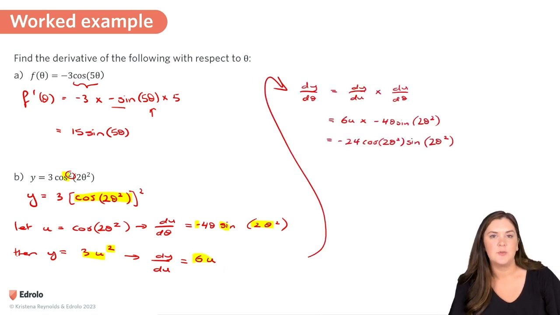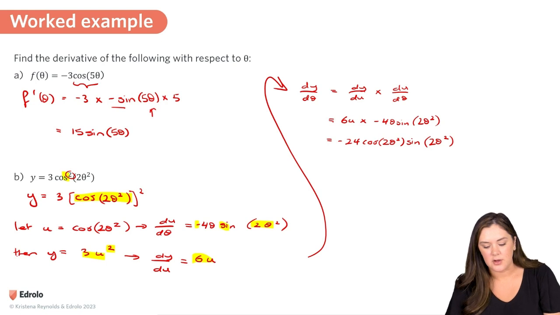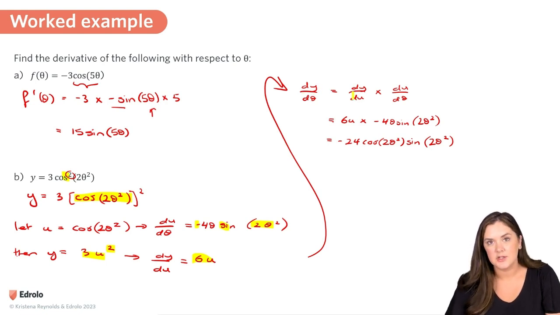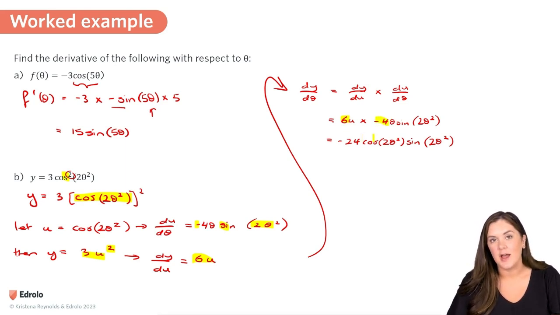Putting that all together, we are going to multiply the two derivatives together. So we've got dy d theta equals dy du times du d theta. So we have our 6u multiplied by our negative 4 theta sine 2 theta squared. And then what I can do from here is just multiply the negative 4 and the 6. So I get the negative 24, and substituting back in what u equaled, which was the cos 2 theta squared. So that is where this cos 2 theta squared has come from. So finally, we get negative 24 cos 2 theta squared times sine 2 theta squared.